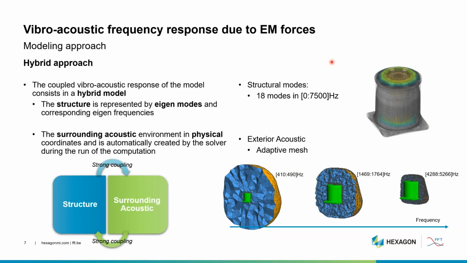Now, what is interesting is to focus a little on the modeling approach that we are using, because we have a structure that we want to couple with acoustics. To build our vibroacoustic model, we used what we call a hybrid approach. What is it? It consists in modeling the structure by its eigenmodes and corresponding eigenfrequencies, so as to have a modal representation of the structure, while the surrounding acoustic environment is modeled in physical coordinates. We have what we call a strong coupling between the structure and the acoustics, meaning that the structure will vibrate and induce noise, but the acoustics could also have an impact on the structure. In this case, because we are radiating in air, the effect of the acoustics on the structure will be negligible.